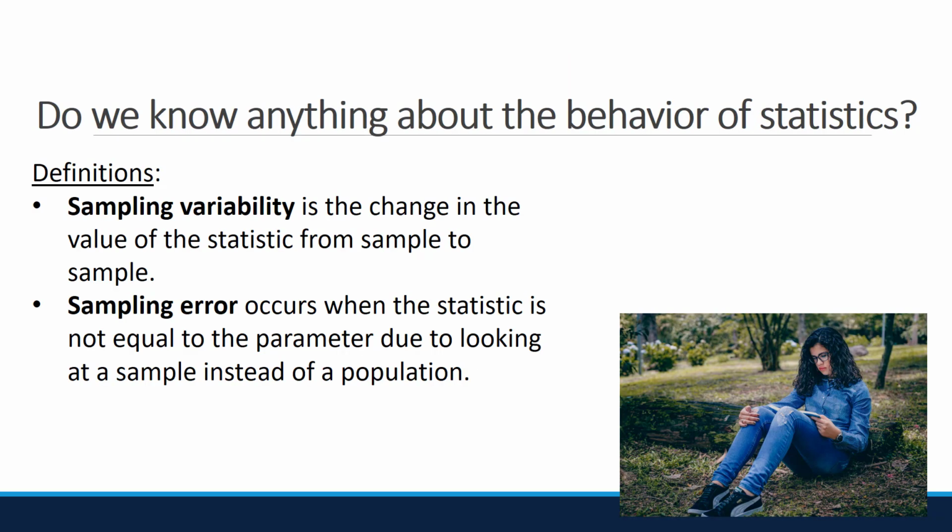Definitions. Sampling variability is the change in the value of the statistic from sample to sample. Sampling error occurs when the statistic is not equal to the parameter due to looking at a sample instead of a population. Next, we are going to continue the process of taking samples from the population and calculating the statistic from each sample. This will need to be repeated for a large number of samples. We will look at 5,000 samples.